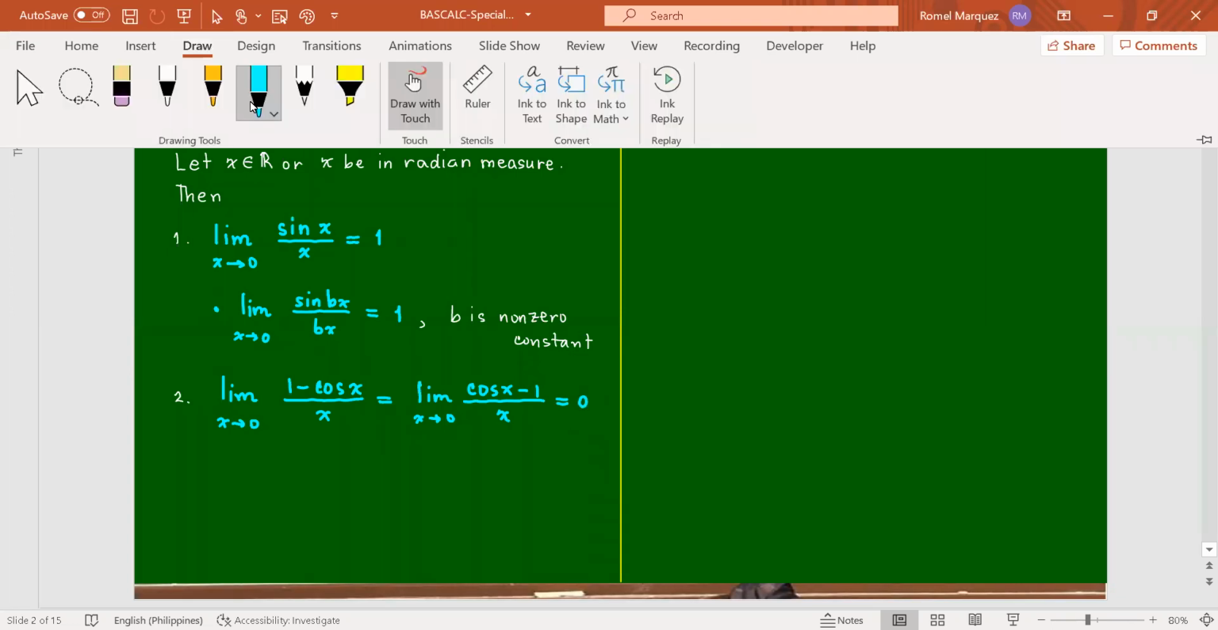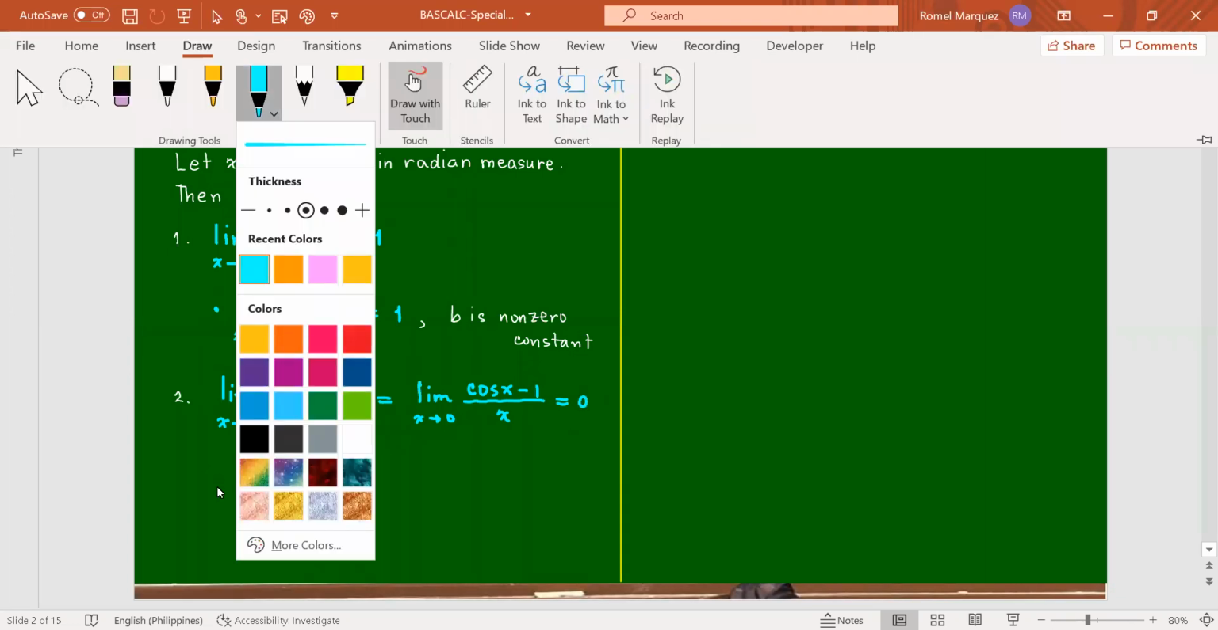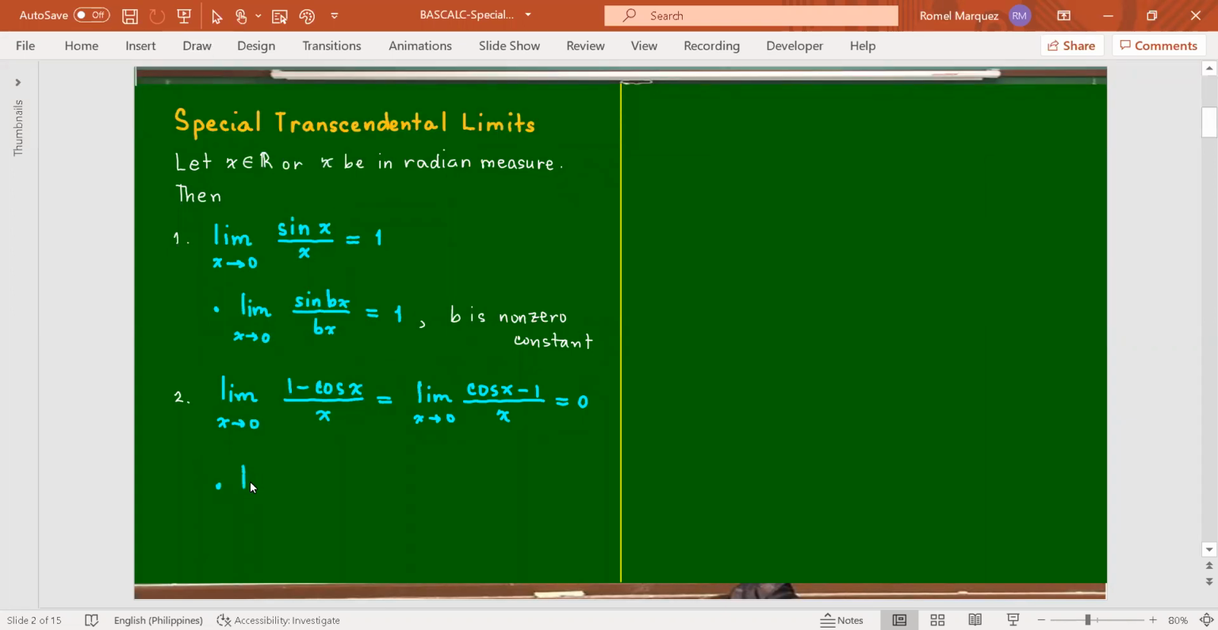Again, the special case, when the coefficient of cosine is not 1: the limit as x approaches 0 of 1 minus cosine of bx over bx is still equal to 0, guys. And if you interchange the position of the terms in the numerator, it is still equal to 0. Is that clear, guys? Yes. These are for trigonometric.